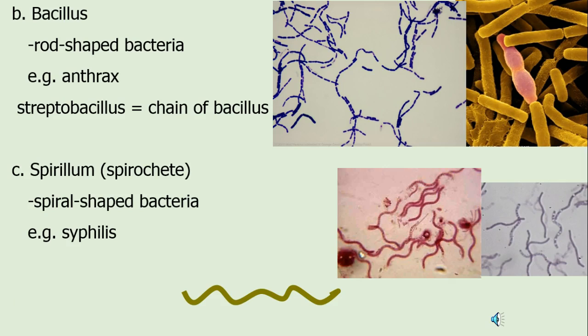Bacillus, these are rod-shaped, and we think of anthrax, which is something very dangerous, or streptobacillus. That's a chain of bacilli. Spirillum is or called a spirochete. These are corkscrew shaped, such as syphilis, although lots of harmless bacteria have that shape as well.